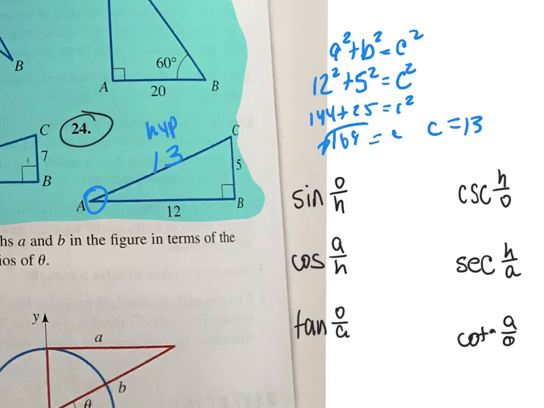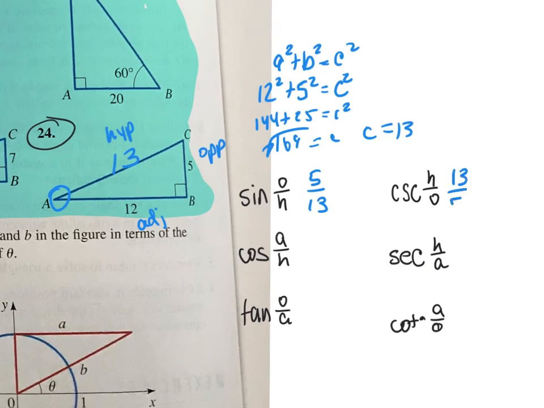What's 5? My opposite. And what's 12? My adjacent. Once you guys have all that labeled, filling this stuff out is really easy. What would the sine of this be? 5 over 13, which means my cosecant would be 13 over 5.